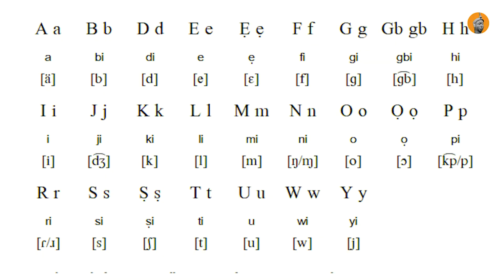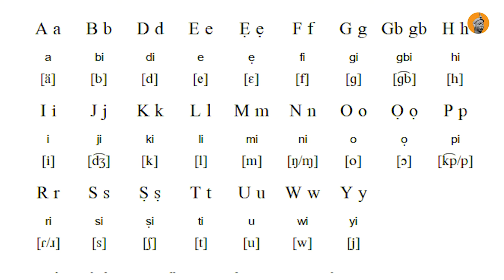So A, then B is B in Yoruba. C we do not have, so we'll go to D. Then we have E, and we also have another E, but this E has a mark at the bottom of it. We have F, then G, and GB.